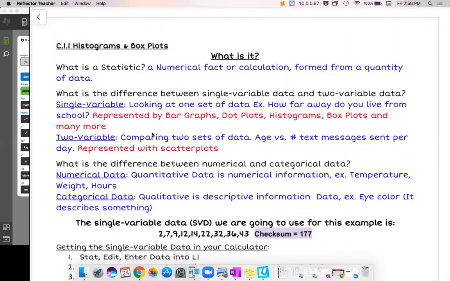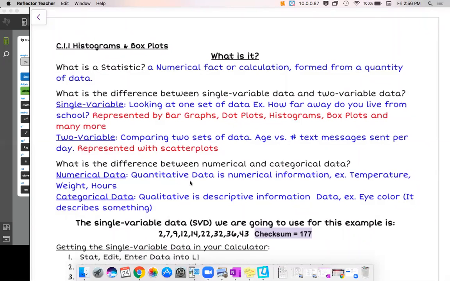Single variable data is looking at one set of data. So for example, how far away do you live from school? And this can be represented by bar graphs, dot plots, histograms, box plots, and many more different graphical representations. Two variables is comparing two sets of data. So you have, like, age versus the number of text messages sent per day. And we represent two variables graphically with scatter plots.